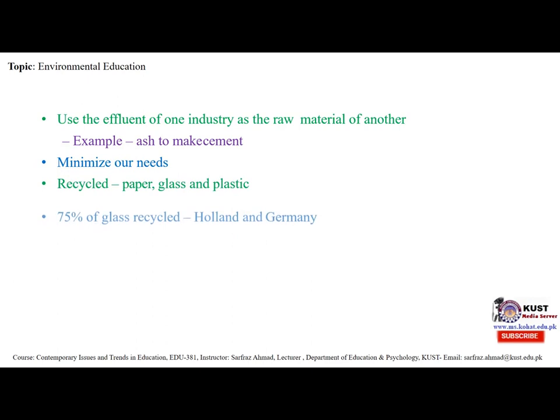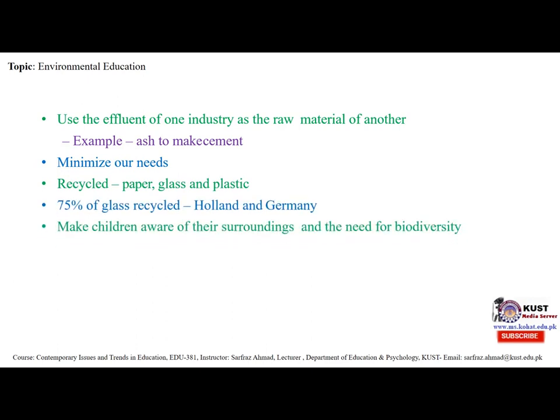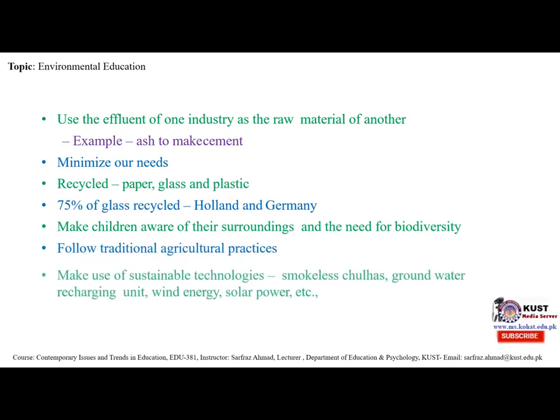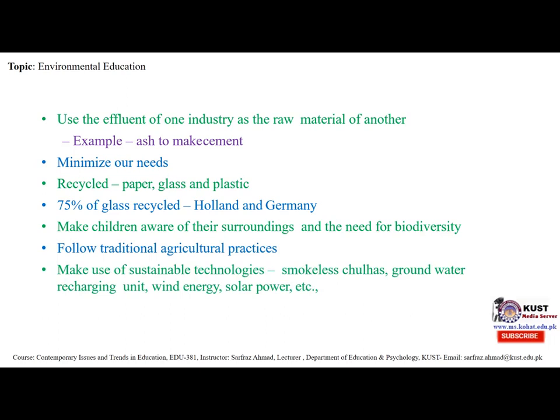Minimize our needs. Recycle paper, glass, or plastic. 70% of glass is recycled in Holland and Germany. Make children aware of their surroundings and the need for biodiversity. Follow traditional agricultural practices. Make use of sustainable technologies: smokeless chulhas, groundwater recharging units, wind energy, and solar energy.